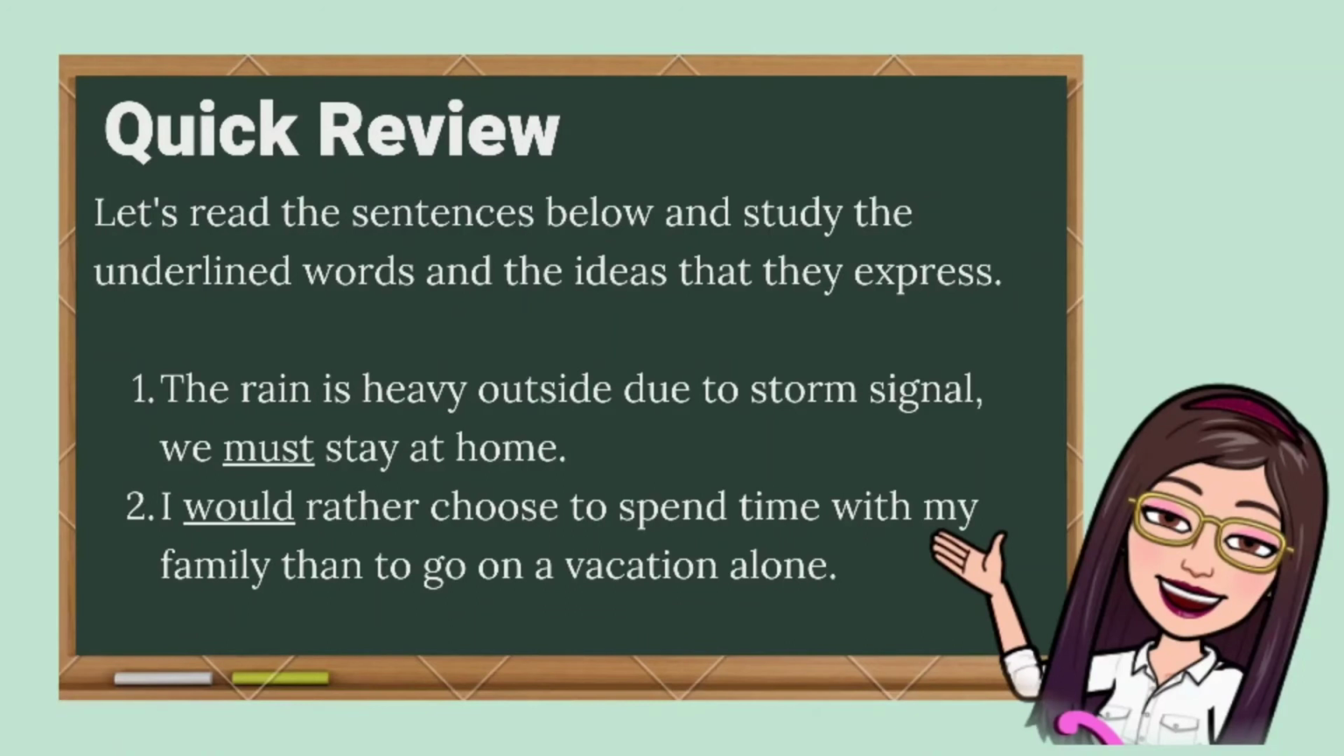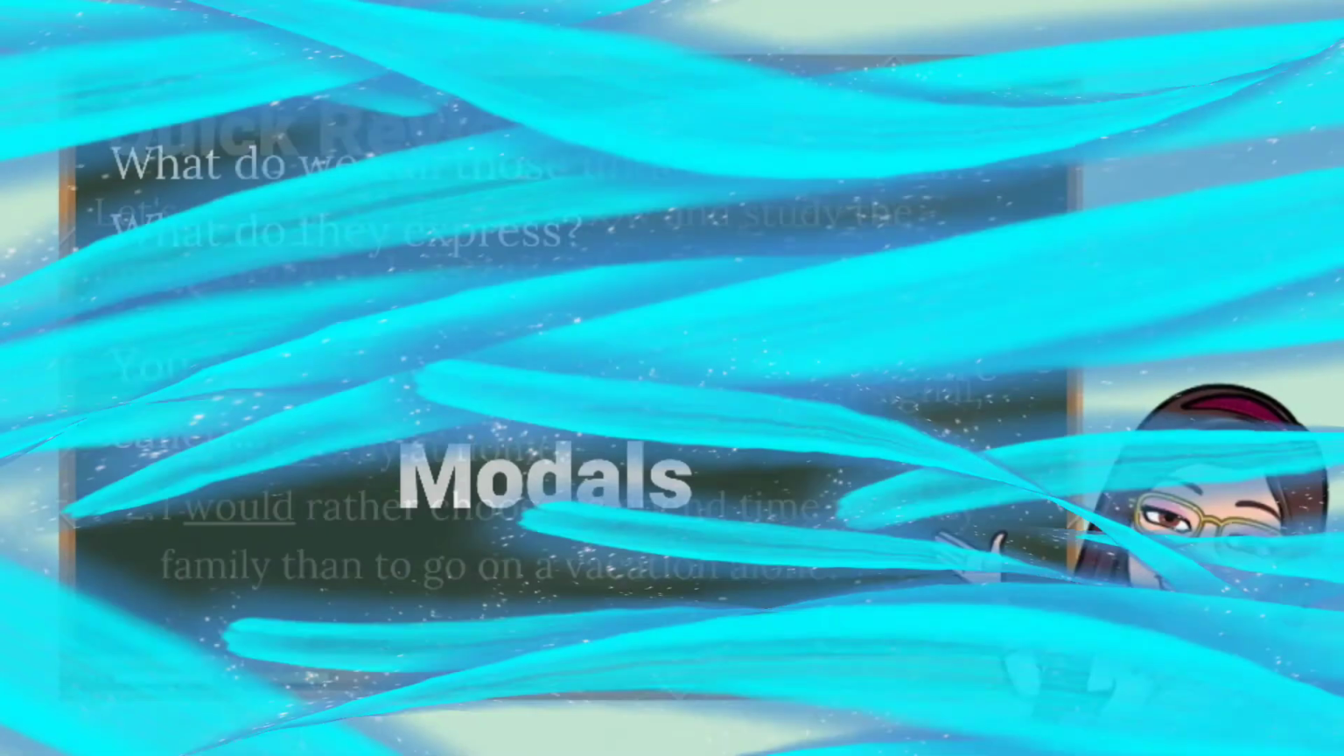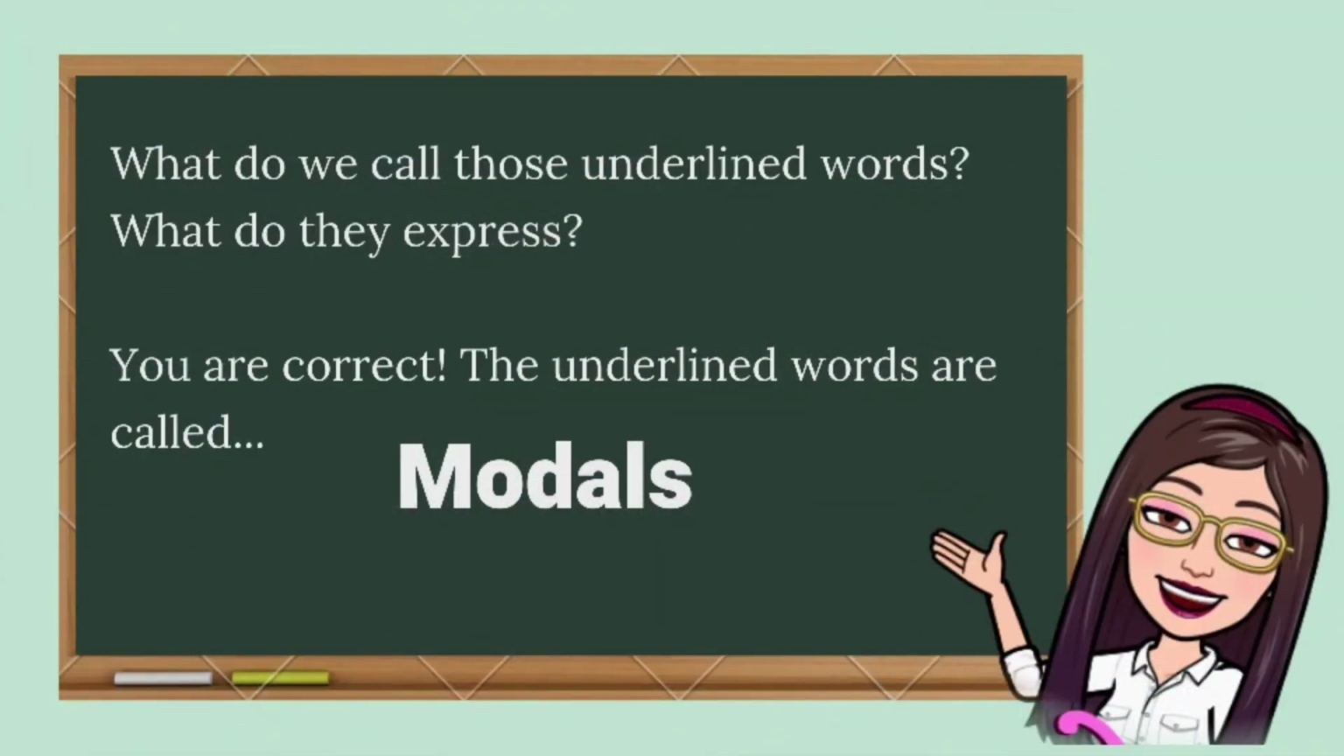Before we define what transition signals are, let us have first a quick review. Let's read the sentences below and study the underlined words and ideas that they express. Number 1. The rain is heavy outside due to the storm signal. We must stay at home. Number 2. I would rather choose to spend time with my family than to go on a vacation alone. Now, what do we call those underlined words? What do they express? You are correct. The underlined words are called modals.